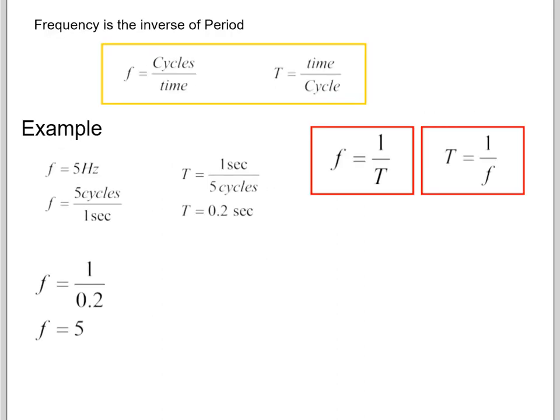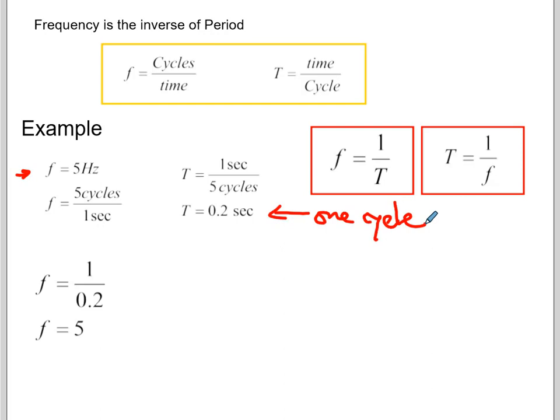Okay, so we've defined a few things already. We had frequency, which we said was cycles per unit time, and we had period, which was the time for one cycle. So a quick example and refresher, if you have something that is 5 hertz, that means it's 5 cycles per 1 second. If you look at the relationship between frequency and period, there's an inverse relationship there. So period would be 1 second for every 5 cycles, which means 0.2 seconds is 1 cycle. So that's the time for 1 cycle.